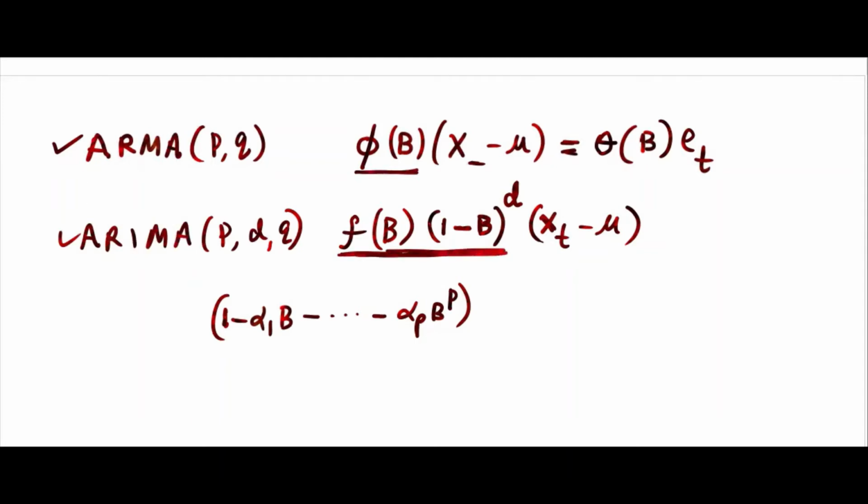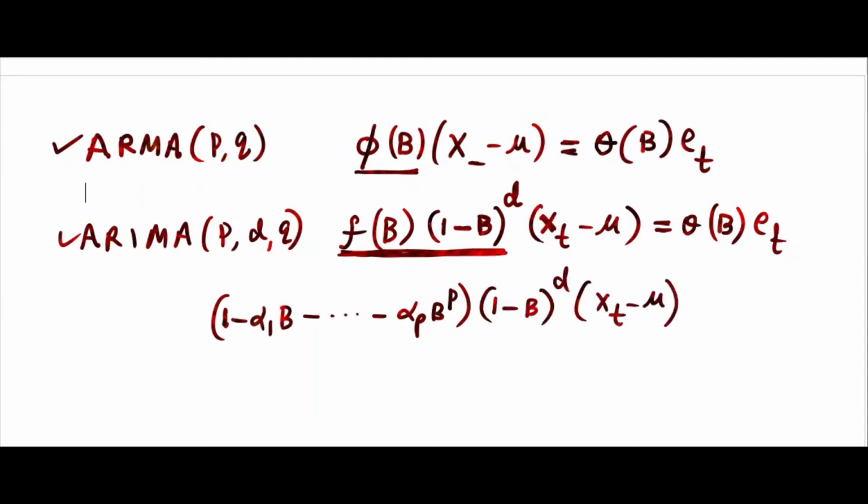That means you have to drag out the factor 1 minus b power d, where you have the add-on effect, that you have to separate. This side will not change, but yeah, sometimes it will also play a crucial factor in ARIMA classification. We'll see that. So let me write this way, 1 minus b power d, then I have to write xt minus mu, then I have to write theta b et.